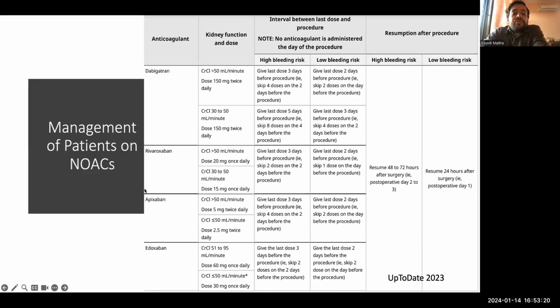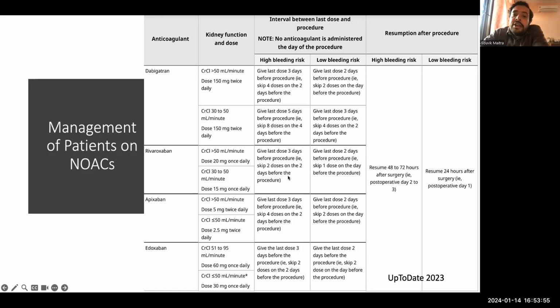Next, patients who are on newer oral anticoagulants, like dabigatran, rivaroxaban, apixaban, and edoxaban. These four are the most commonly used drugs. If you encounter these patients in your intensive care unit, and when they are scheduled for some specific procedure or a surgery, you need to assess the bleeding risk related to the particular procedure, and see the kidney function of the patient. So the guidelines have been formulated for stoppage and restarting of these drugs.